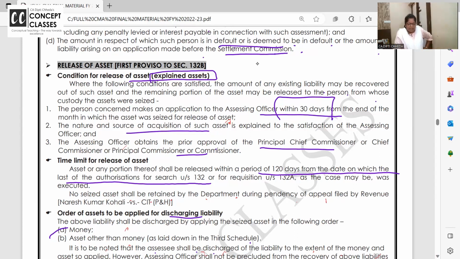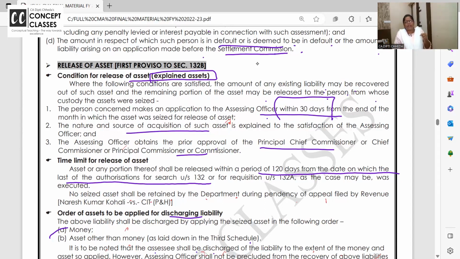Which asset? Explained asset. Where the following conditions are satisfied, the amount of existing liability may be recovered out of such asset and the remaining portion of the asset may be released. Existing जो tax है वो तो उसमें से देना पड़ेगा, but the remaining they will release when the person concerned makes an application to the AO within 30 days.